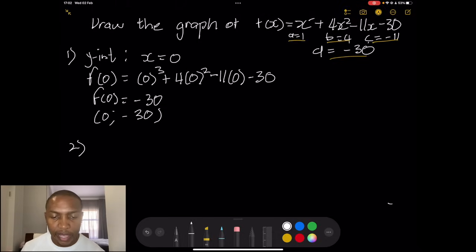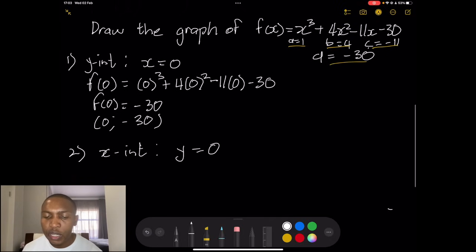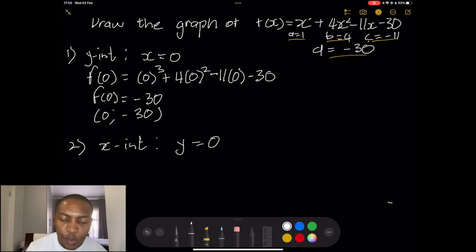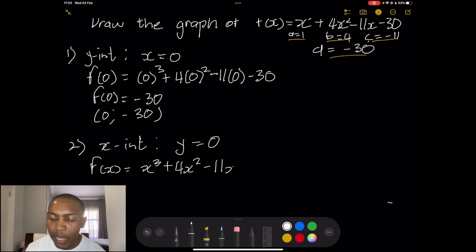All right, now the second thing that we're going to do is find our x-intercept. Okay? So at the x-intercept, what happens? y is equal to 0. So it means that you're going to take the entire equation and make it equal to 0. So you know that in this case, f of x, which is x cubed plus 4x squared minus 11x minus 30, is equal to 0.